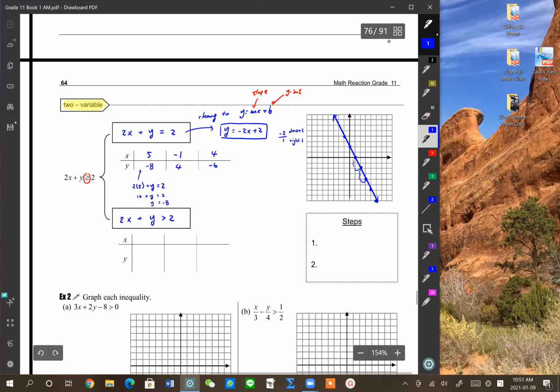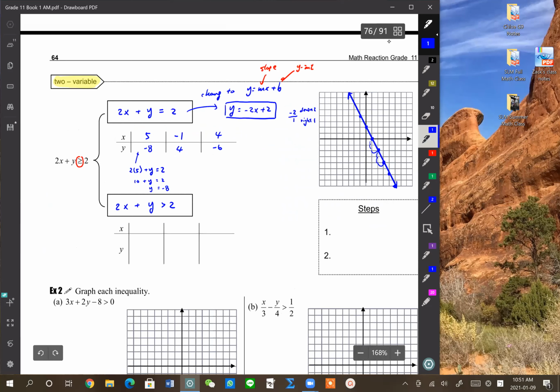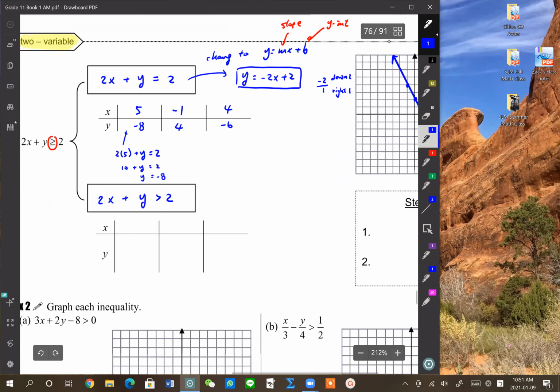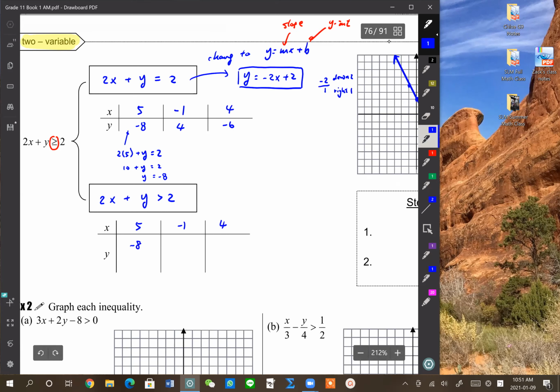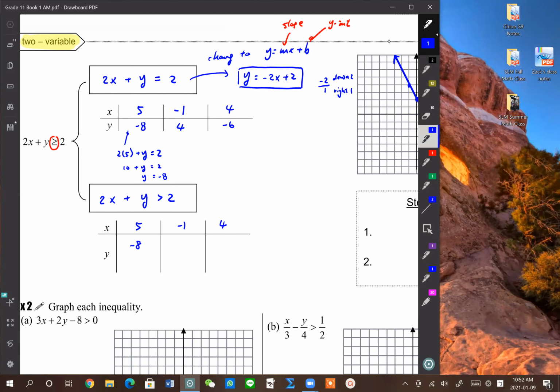Okay, so let's continue. Now we need to see what happens with the greater than. So let's keep the x value the same: 5, negative 1, and 4. If I plug the 5 and negative 8 in, it will be equal to 2. 5 times 2 is 10. 10 plus negative 8 will be equal to 2. It's not greater than 2.